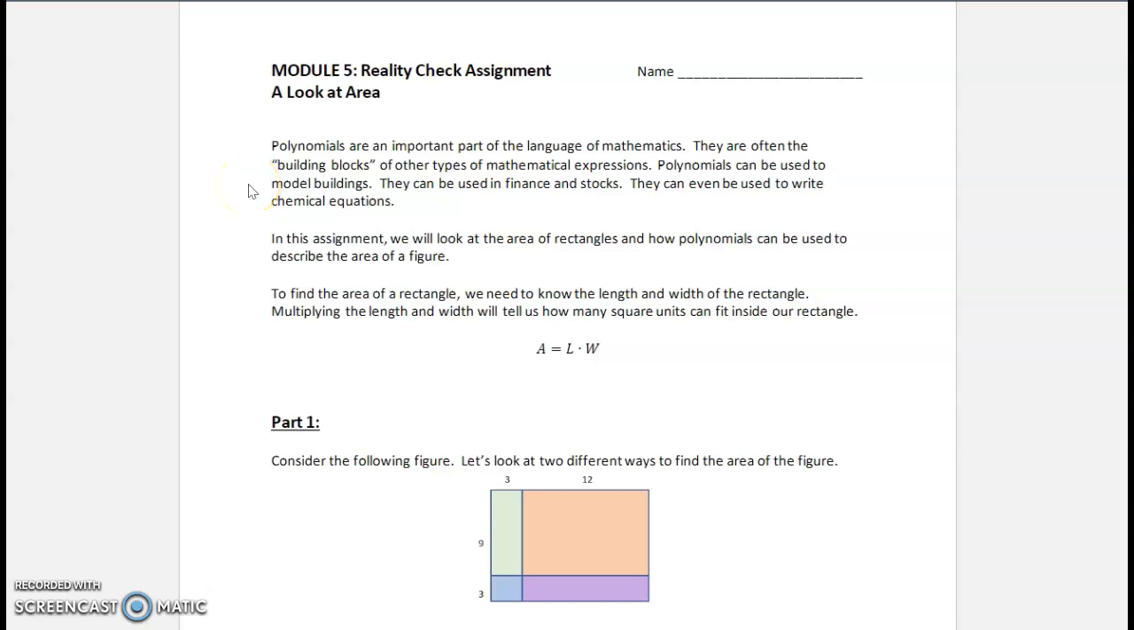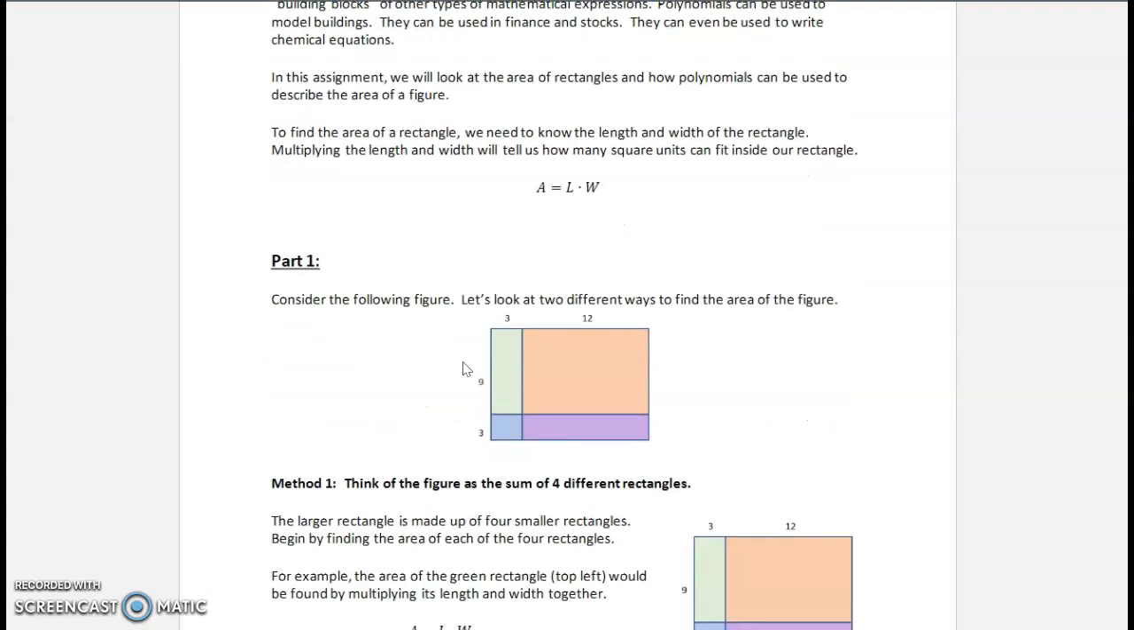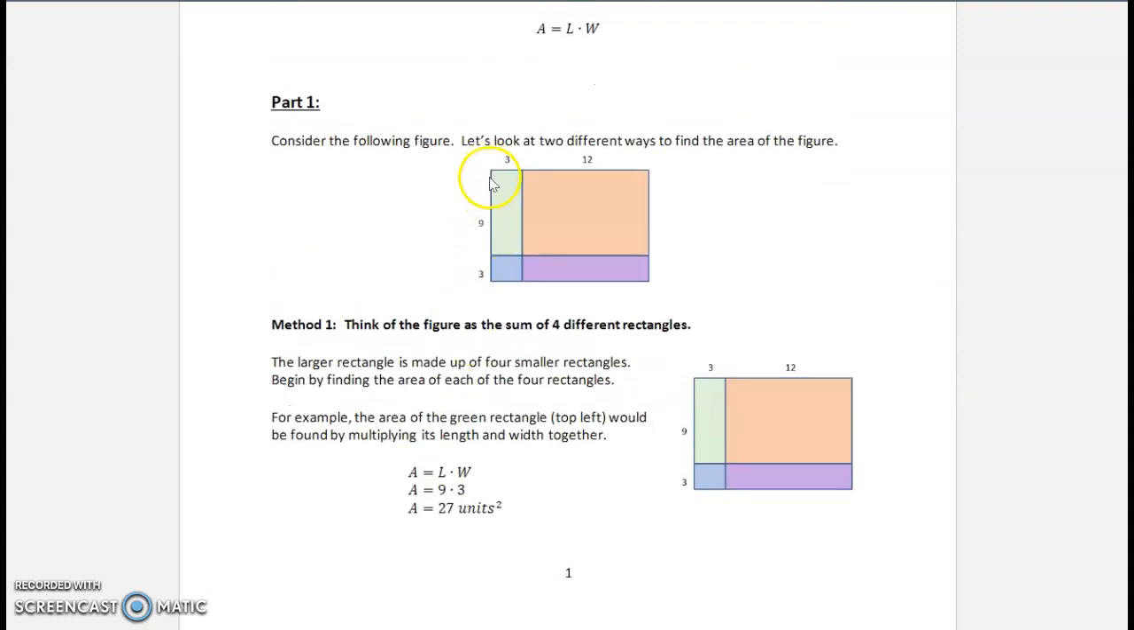This is a Math 990 video going over the Module 5 reality check assignment, or at least trying to help you get started. What this assignment deals with is different ways to find the area of a figure and how that ties into the problems in Module 5. If you look at this first figure, you can see there's the big rectangle, but it's also broken up into smaller rectangles, or basically smaller portions.